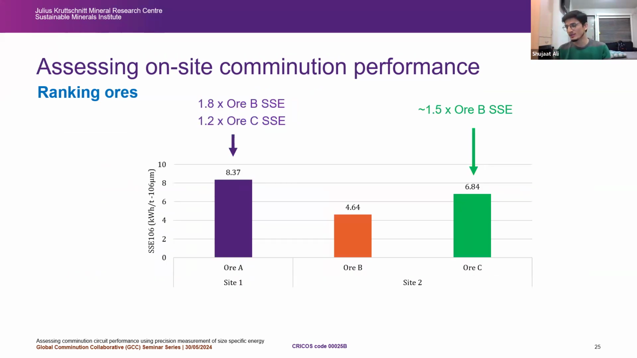And not only that, you can also rank your different kinds of ores using this analysis. For example, ore A uses 1.8 times the energy of ore B and 1.2 times the energy of ore C. So if you are running the same circuit, or even comparing different sites and doing the same kind of analysis, you can see how things change between different ores, right?